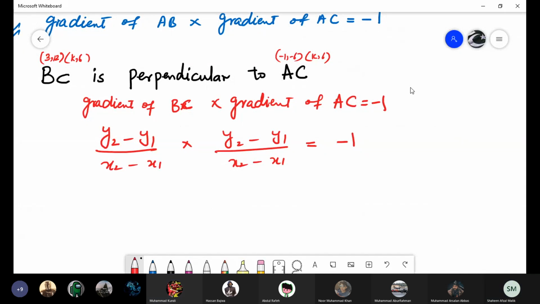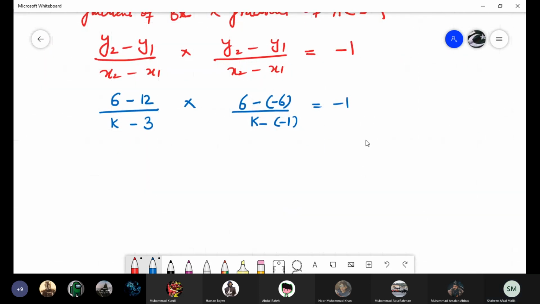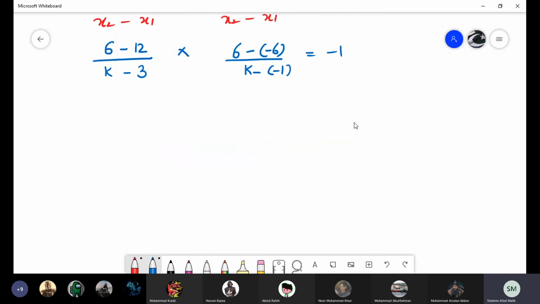BC: 6 minus 12. From these 2 points, for BC, y2 is 6, y1 is 12, x2 is k, x1 is 3. For AC, it is 6 minus negative 6 over k minus negative 1, equal to -1. We already substituted the values, just simplify.